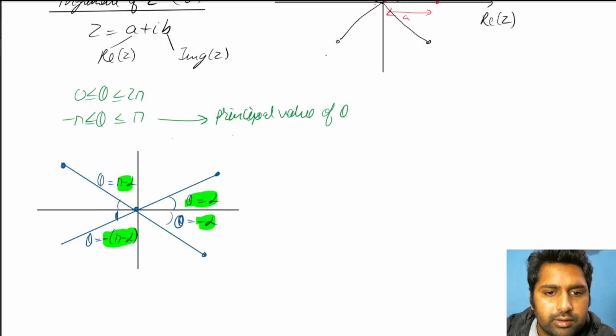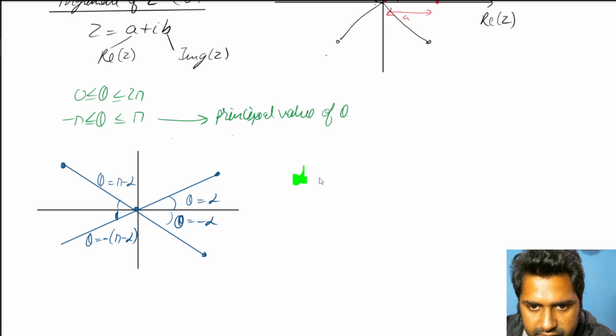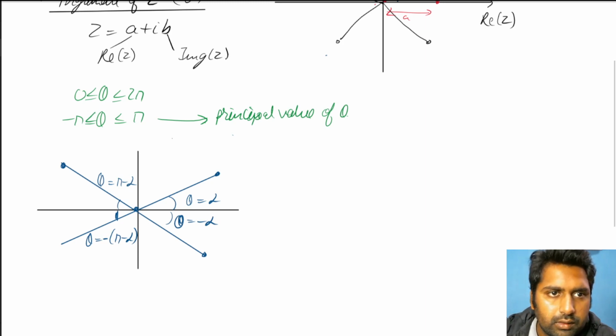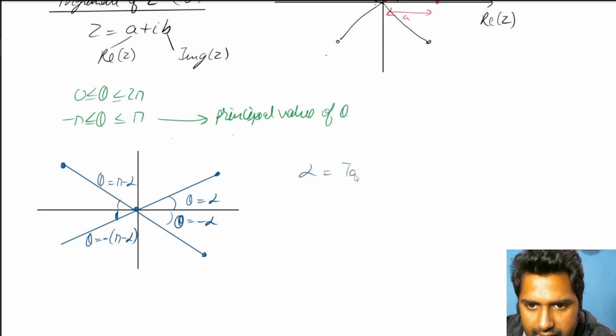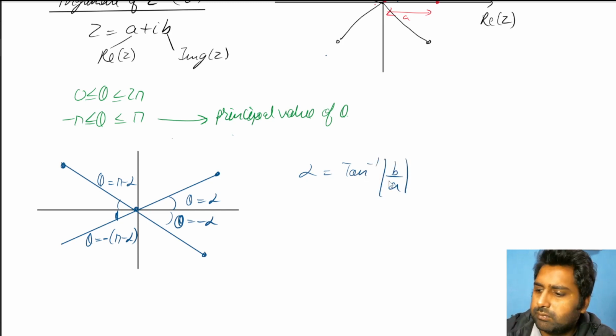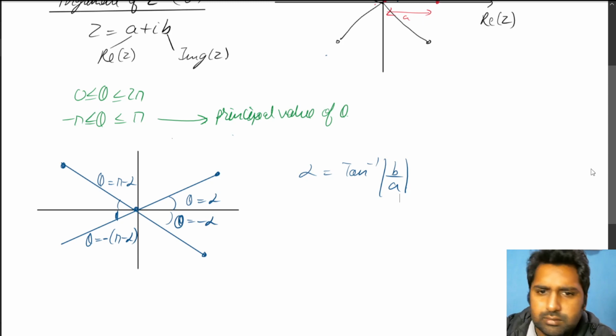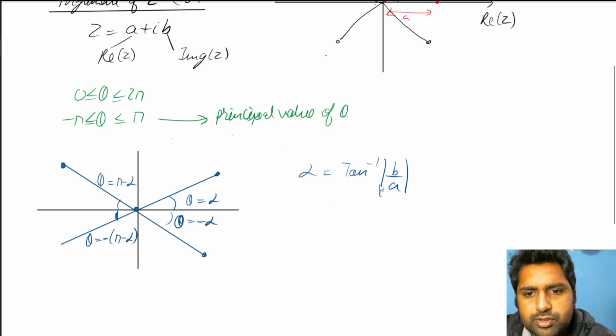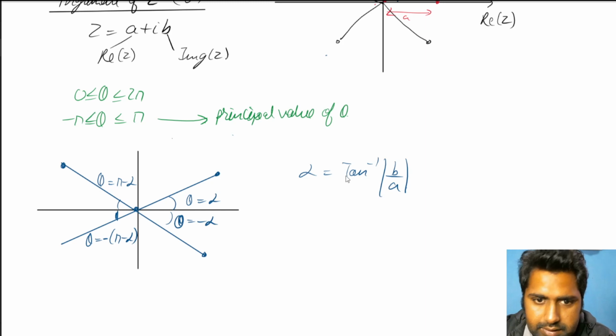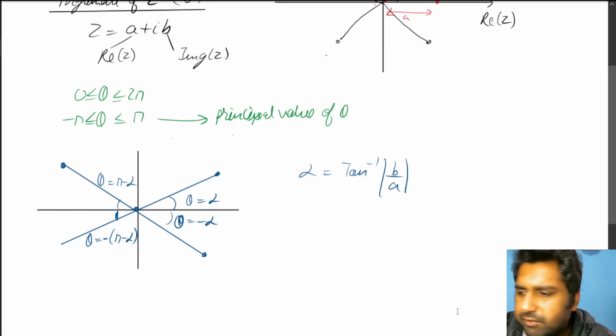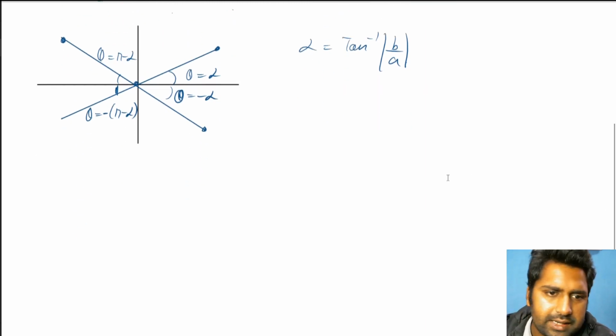Now, what is alpha? Alpha is tan inverse of modulus of b by a. So you first of all always calculate your alpha, then decide the quadrant. According to the quadrant, decide your theta. Let's take an example that will clarify this in a slightly better way.